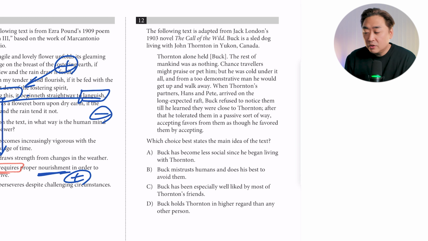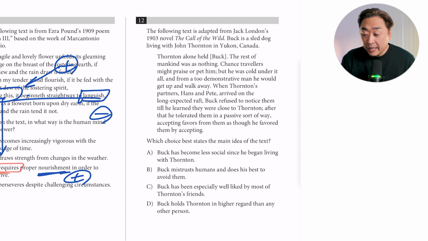And we'll do number 12, which is the last fiction passage in Module 1. It says, well, Call of the Wild, Buck is a sled dog living with John Thornton in Yukon, Canada. Okay, so you have two. I start with the dog. So it seems like Buck, the dog, is more important in this case. And then the owner is most likely John Thornton because the sled dog is living with its owner. Here it says, "Thornton alone held Buck. The rest of mankind was as nothing." Okay, so that's the bond, that's the relationship that these two have.